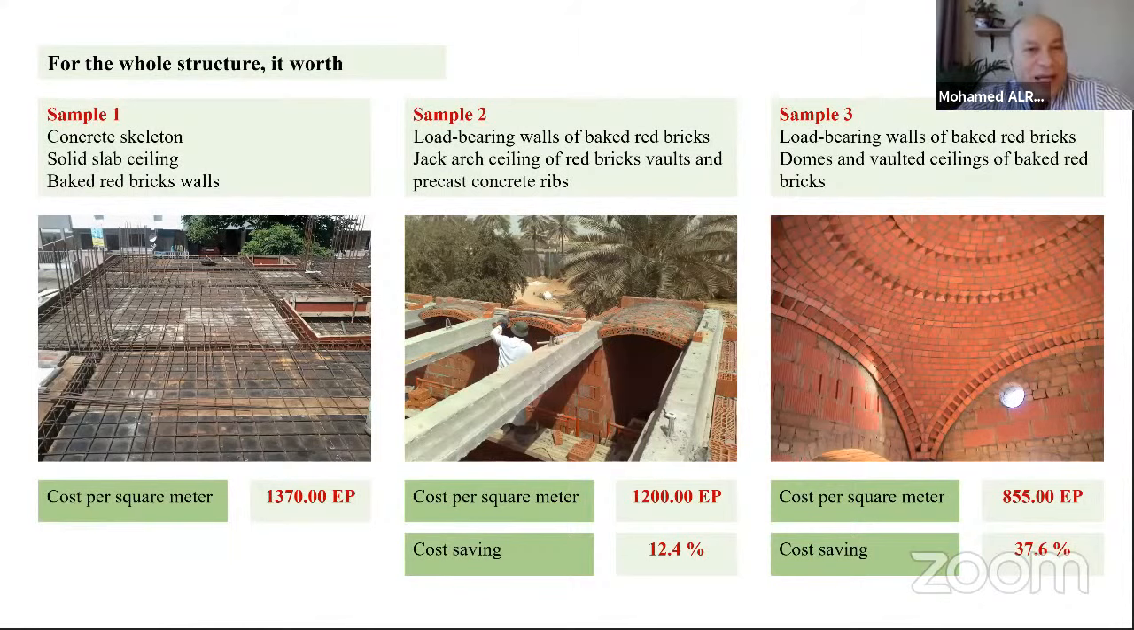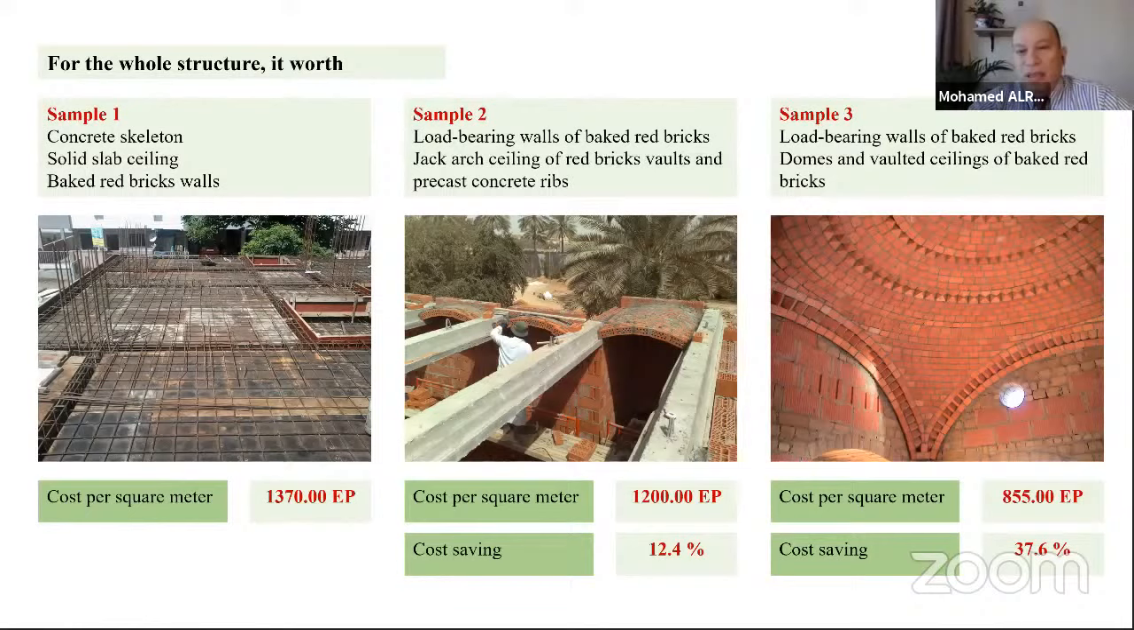Okay, to be close to this point, recently we also made an evaluation for a prototype we designed for housing in Egypt, and we made three alternatives for this prototype. The first alternative, we designed with a full reinforced concrete skeleton, and we used baked red bricks for walls. For the second alternative, we used load-bearing baked red bricks, and for the ceiling we used precast ribs of reinforced concrete. And the third option, we didn't use any concrete elements at all. We used only red bricks.